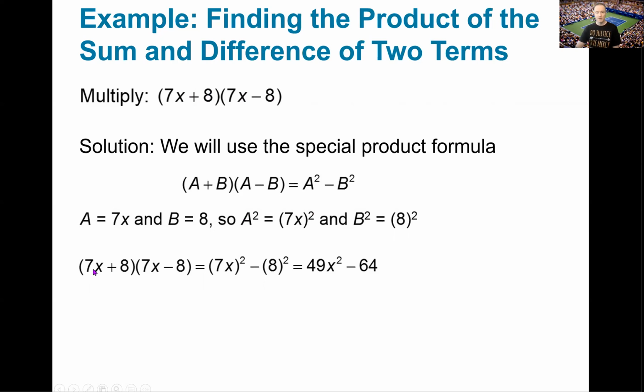So you can say, well, 7x plus 8 times 7x minus 8, it's simply the square of the first term minus the square of the second term, and I get my 49x squared minus 64. Now again, if you FOILed that out, you would see that you'd get a minus 56x plus 56x, and you just cancel those out, and you get to the same answer with the first term squared and the last term squared.